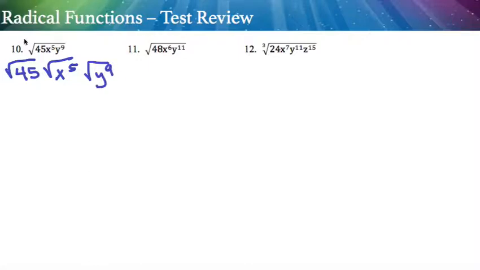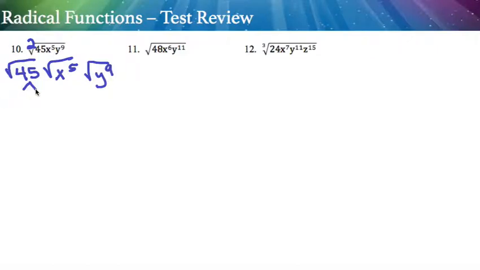Okay, notice that this is a square root. So with the square root, I'm wanting to square root everything that I can that's inside 45, and then also I'm looking to see how many x squareds I can get out of x to the 5th and how many y squareds I can get out of y to the 9th. So that's what I'm looking for, things that are squared.